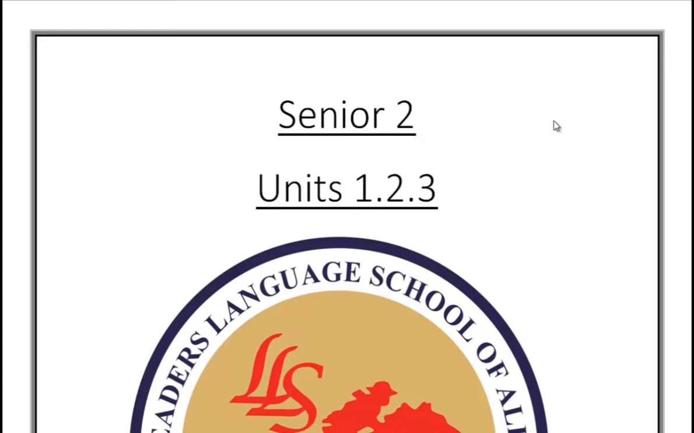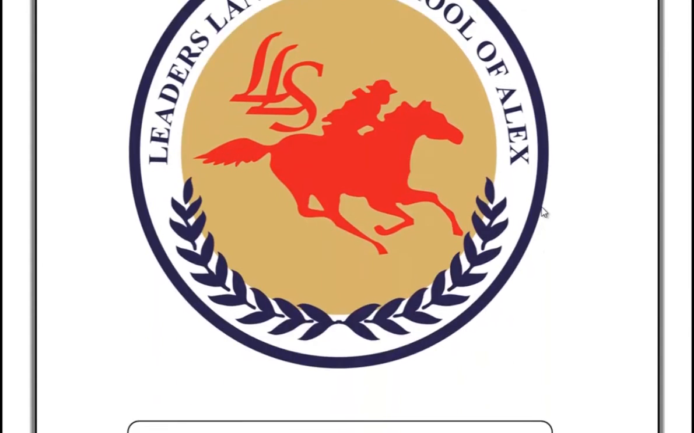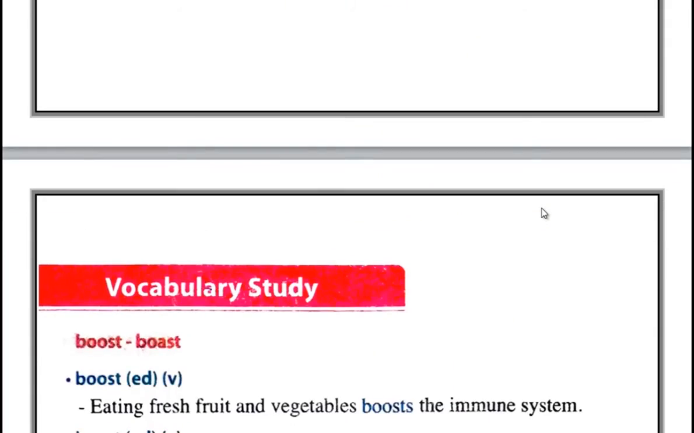In this video, we are going to revise together the first three units of your textbook, Unit 1, 2, and 3. Let's start. Okay, we are going to study together the vocab of this book, right?